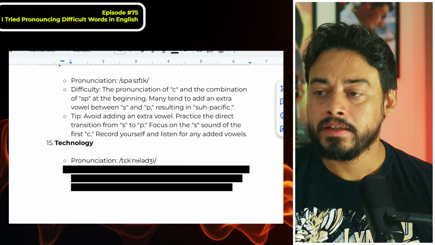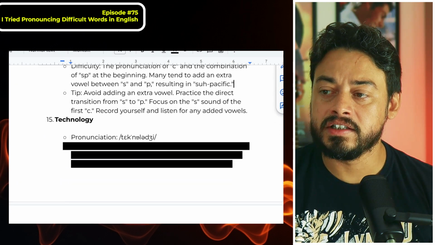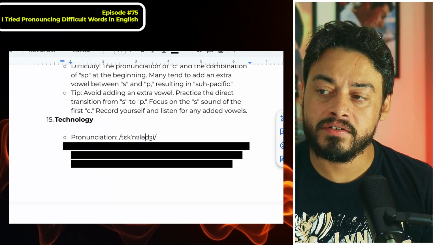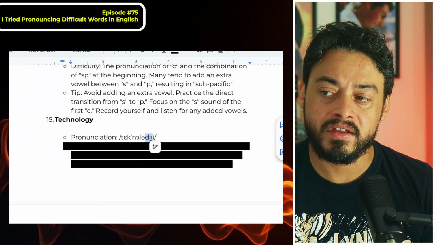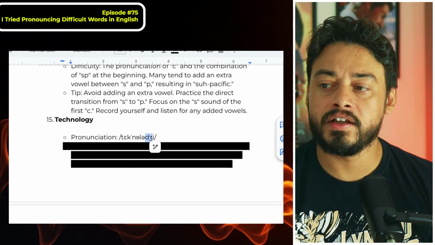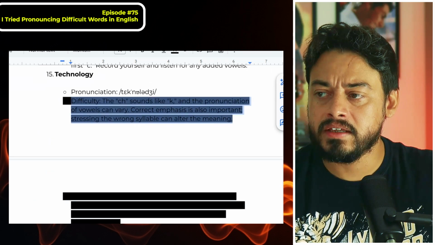Okay? Next in line, we have technology. So technology. Here's another schwa sound here. And remember, the symbol right here, D plus Z, let's say, is a J sound. So jee, la jee, la jee. Technology. All right? So what is unique about this word?